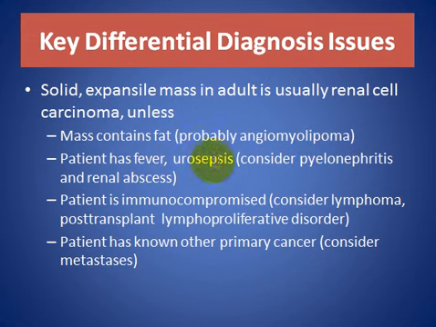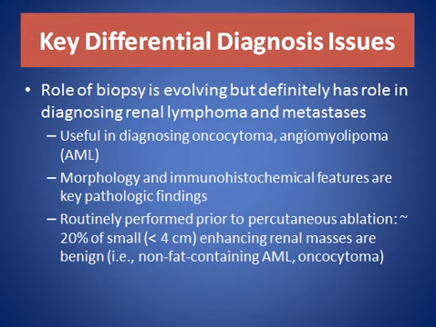Patient has fever, urosepsis, consider pyelonephritis and renal abscess. Patient is immune compromised, consider lymphoma, post-transplant lymphoproliferative disorder. Patient known to have a primary cancer, consider metastasis. The role of biopsy is evolving, but definitely has role in diagnosis of renal lymphoma and metastasis.